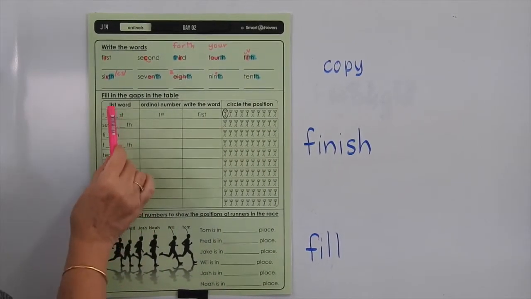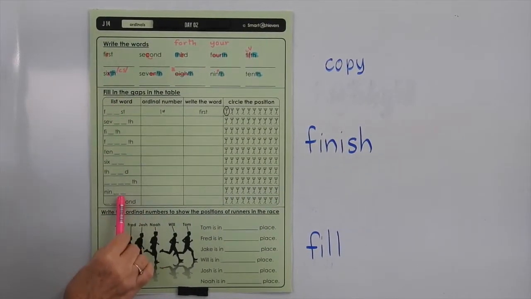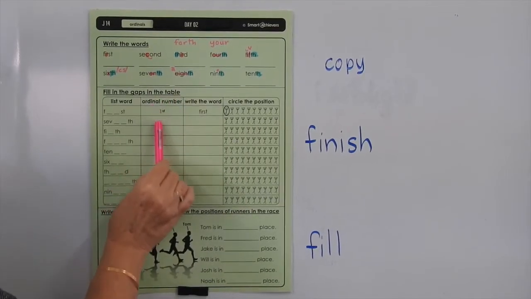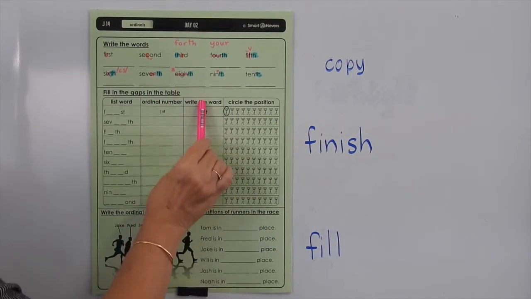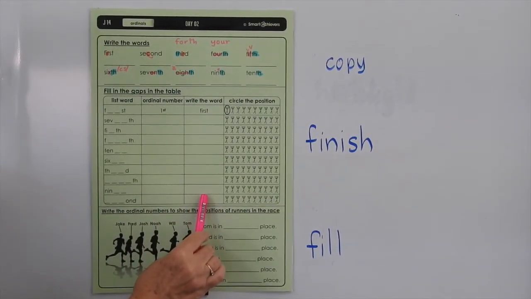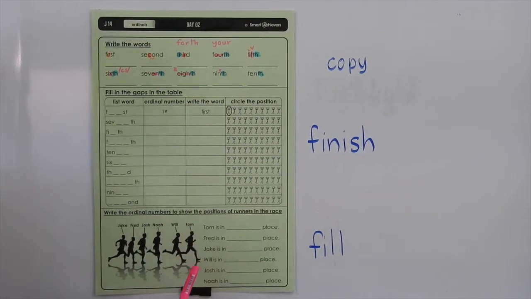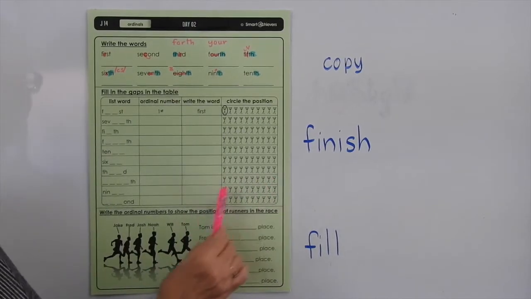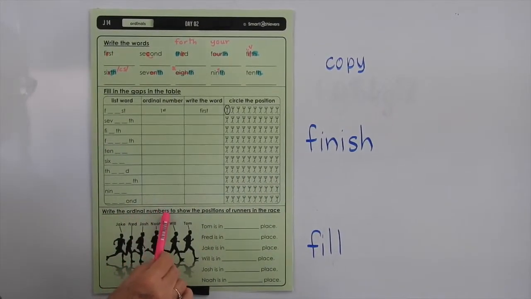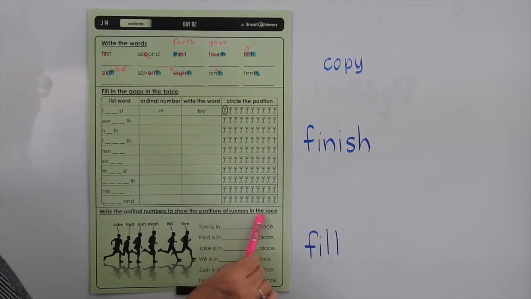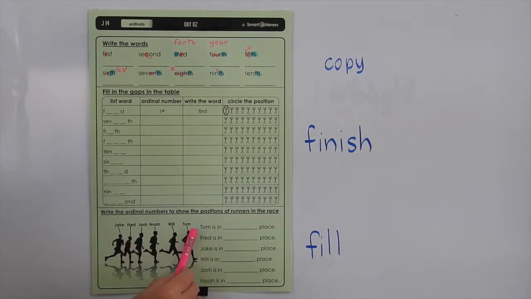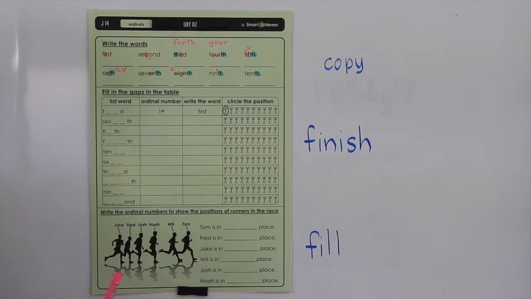So all you have to do down here is finish off the list words: actually write the ordinal number here, then write the word here in its complete form, and then here you just have to circle the position in each line. Now write the ordinal numbers to show the position of the runners in the race. So you've got to work out this is the winner here. So Tom is in first place. We're working out where everyone's coming in the race there.